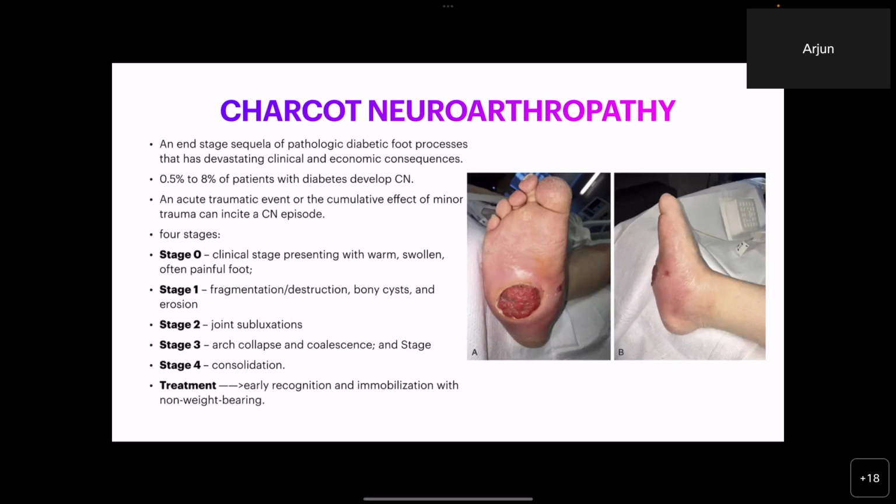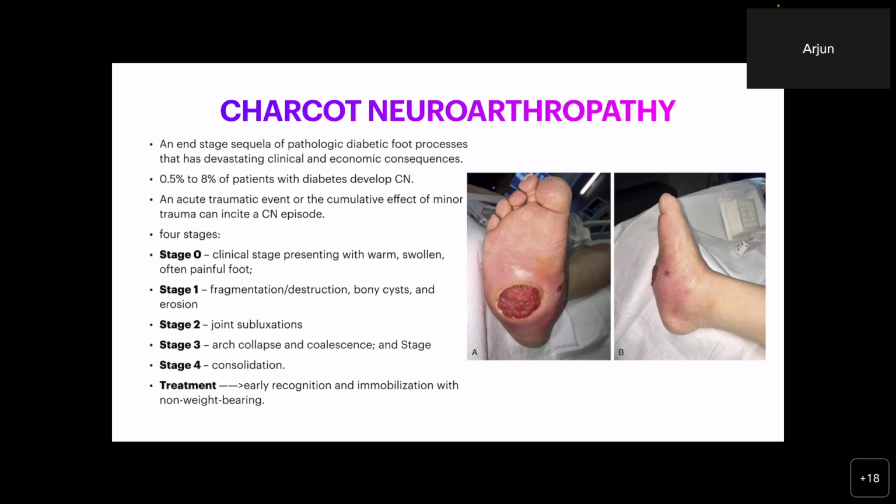Coming to Charcot neuroarthropathy, this is an end-stage sequela of the pathological diabetic foot process that has devastating clinical and economic consequences. About 5.5 to 8% of patients with diabetes develop Charcot neuroarthropathy. An acute traumatic event or the cumulative effect of minor trauma can incite a Charcot neuroarthropathy episode.